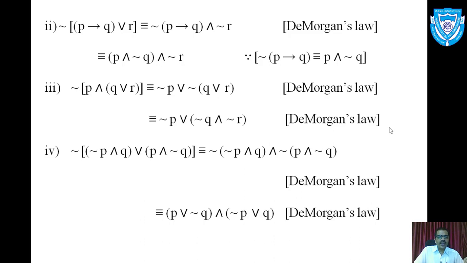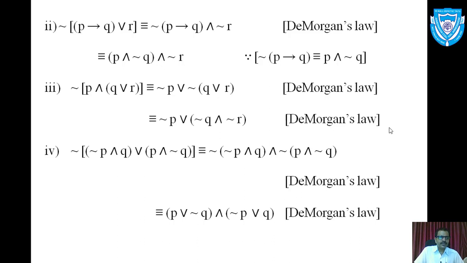Third one, negation of P and Q or R. First of all, you can use De Morgan law. Negation of P or negation of Q or R. Now in the second bracket, again use De Morgan law, keeping the first part as it is. Negation of P or, according to De Morgan law, negation of Q or R becomes negation of Q and negation of R. So here we got the negation of the third proposition, P and Q or R.